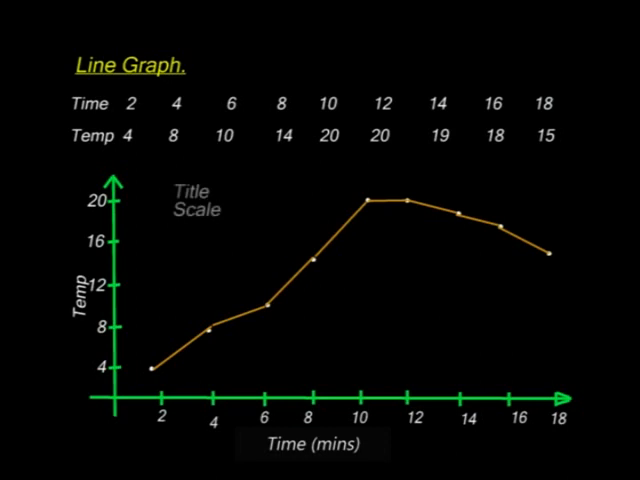I give it a title and I give it a scale. Now it is important to know which variable to place on which axis. Conventionally, the independent variable is plotted on the x-axis and the dependent variable on the y-axis. Temperature changes with time, so temperature is dependent on time. Time is independent, it does not depend on any other factor.